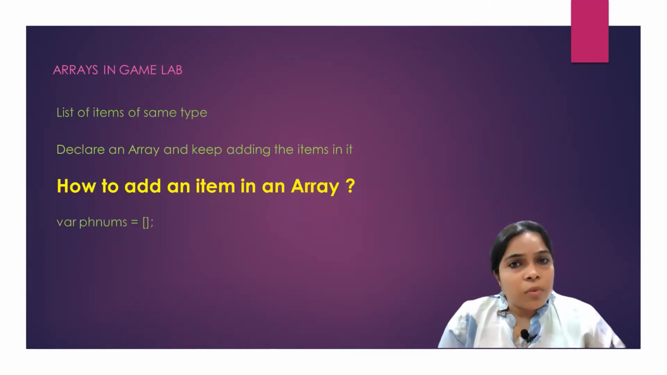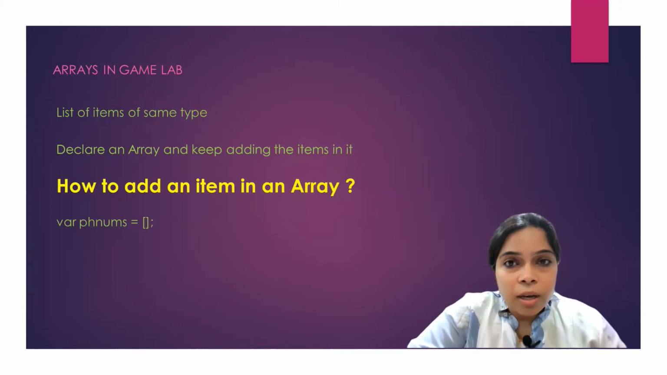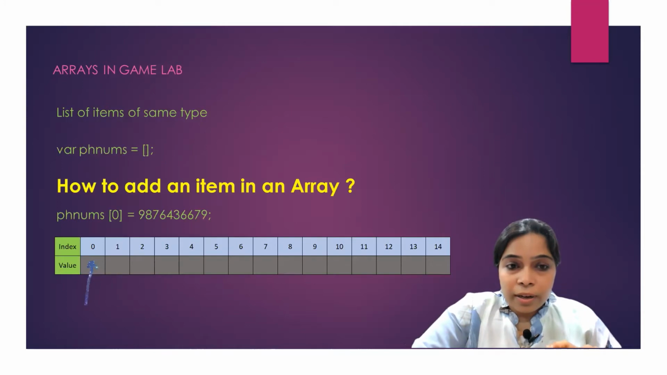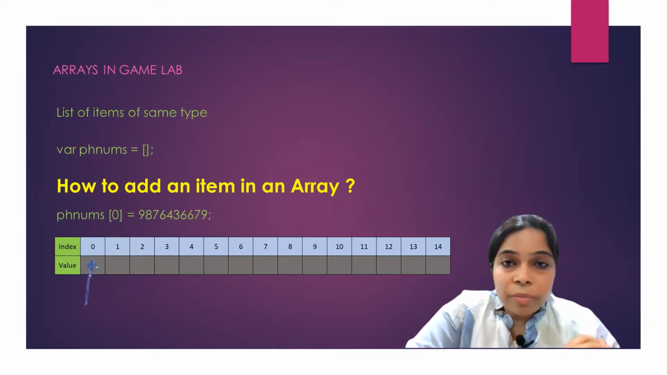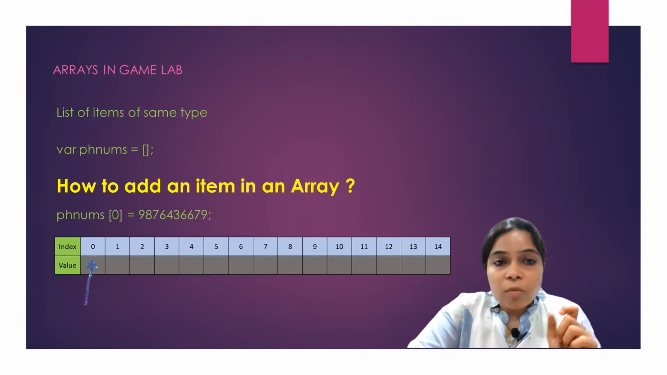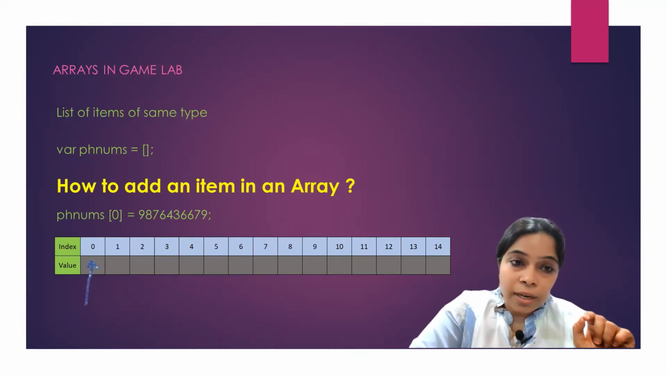So the next question which arises: we have declared an array, but how do we add an item to an array? This is how we have declared the array. How do we add to it? Say, for example, if I want to add a phone number at the 0th index, this is how we can do it. Phone num is the name of the variable which we have declared as an array.